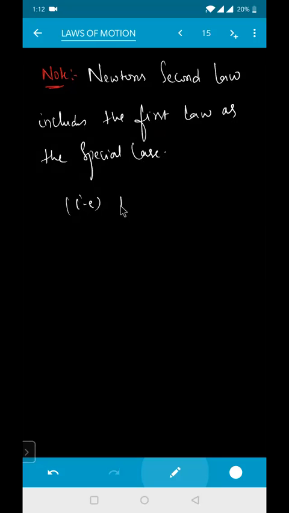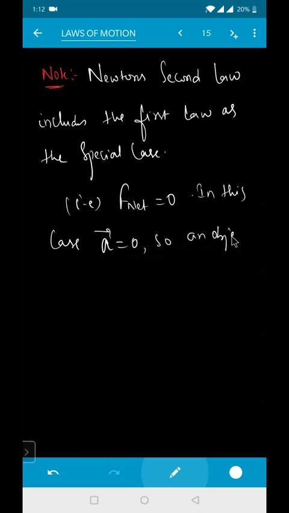If F net is zero, net force if zero, then in this case the acceleration of the body is zero. So with acceleration zero, the object's velocity does not change. If the body is not changing its position when external force is acting, that is Newton's first law only, no? Clear as a big O? Yes, sir.